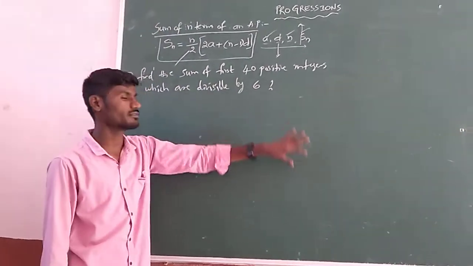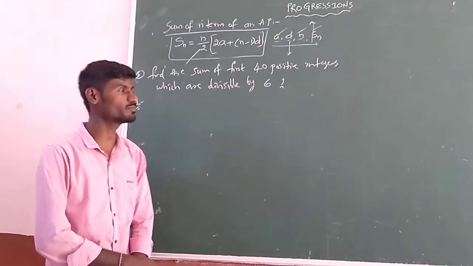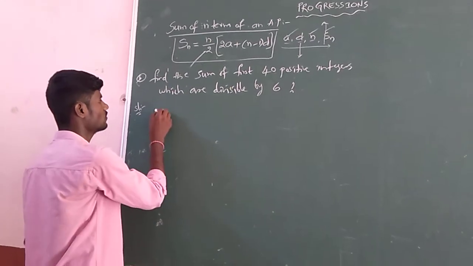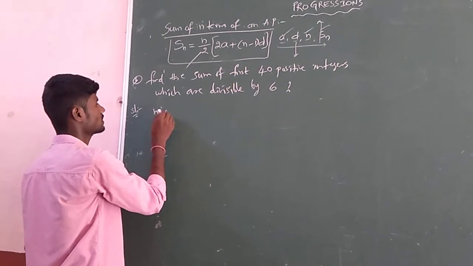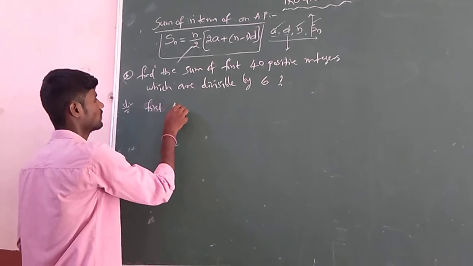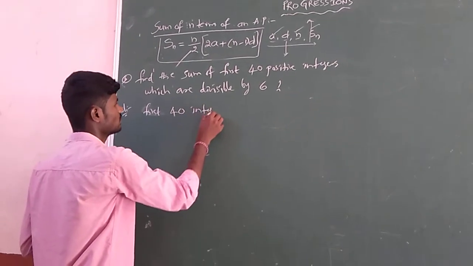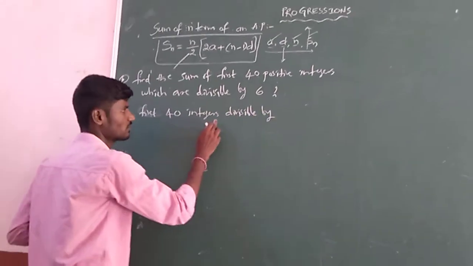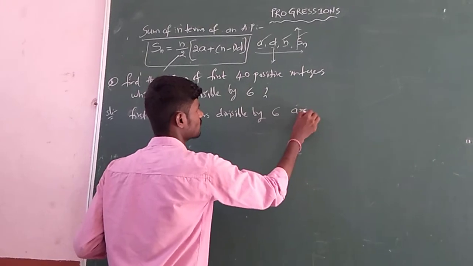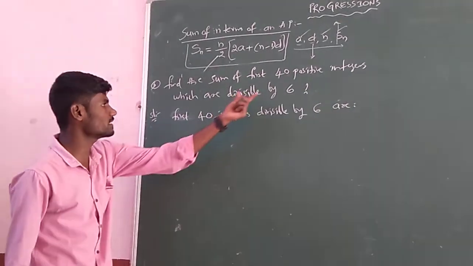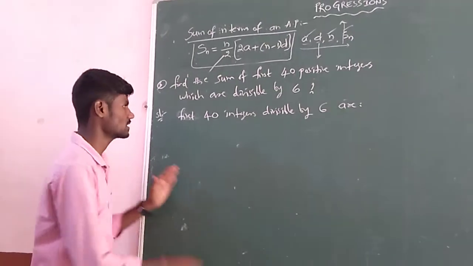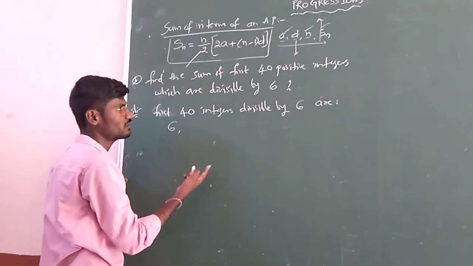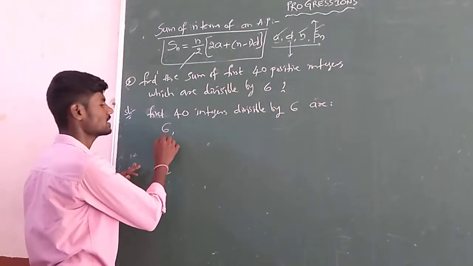After making that list, the sum of those 40 terms, up to the first 40 positive integers divisible by 6. What are they? So divisible by 6, first 40 integers, means the first integer is what? The first one is 6. Next, the remaining are nothing but multiples of 6. What are they? 6 table multiples.